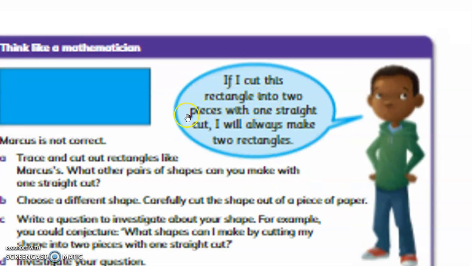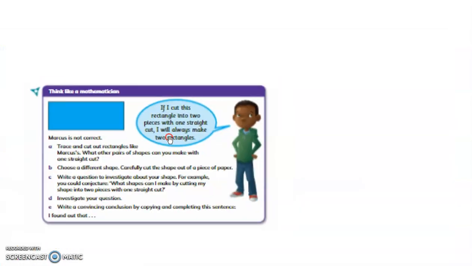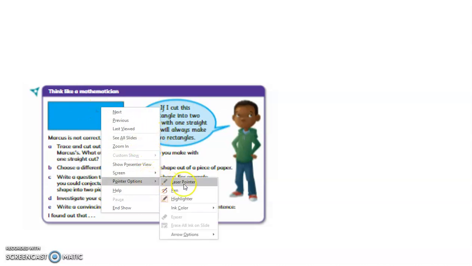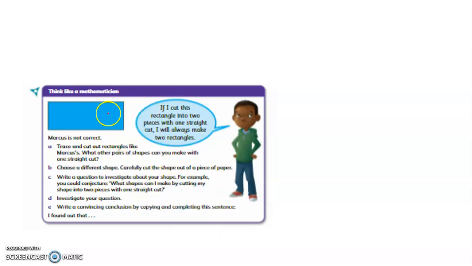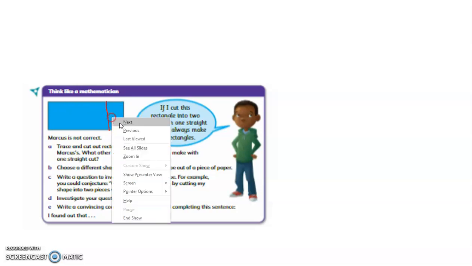If I cut this rectangle into 2 pieces with 1 straight cut, I will always make 2 rectangles. Is Marcus correct? No, Marcus is not correct. ഇതിനെ എപ്പോഴും നമ്മൾ ഒരു straight cut ചെയ്ത് കഴിഞ്ഞാൽ it is not necessary that this is always two rectangles. See, ഇങ്ങനെ cut ചെയ്ത് കഴിഞ്ഞാൽ of course this is cut into two triangles.